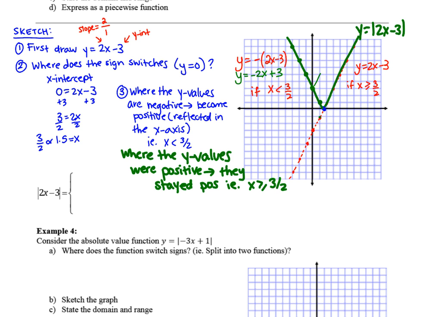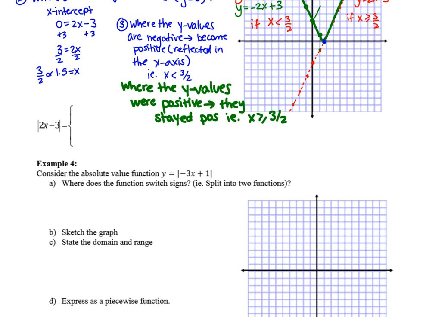Okay, so what's the piecewise? It stays positive if what? We don't need the absolute value if x is greater than or equal to 3 over 2. And we multiply it by negative 1 if it's negative, so that's when x is less than 3 over 2.